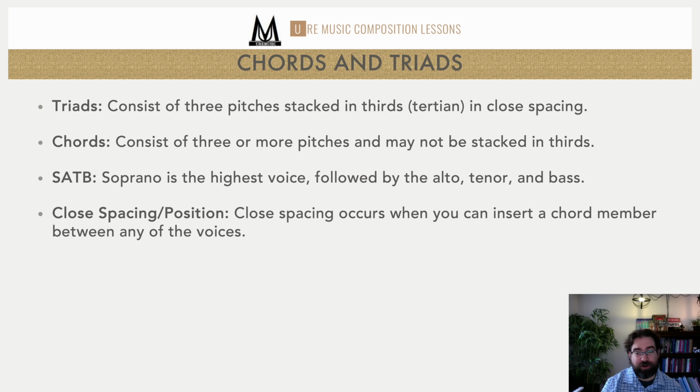Chords. The difference between a triad and a chord. A triad is actually a type of chord. So chords consist of three or more pitches and may not be stacked in thirds. A chord could be a seventh chord, could be a ninth chord, or an 11th chord. A triad is only three pitches. So your C major triad just has a note C, E, and G. That's it. If you add another third above that to create a more expanded tertian harmony, we're starting to get into the concept of chords and seventh chords.